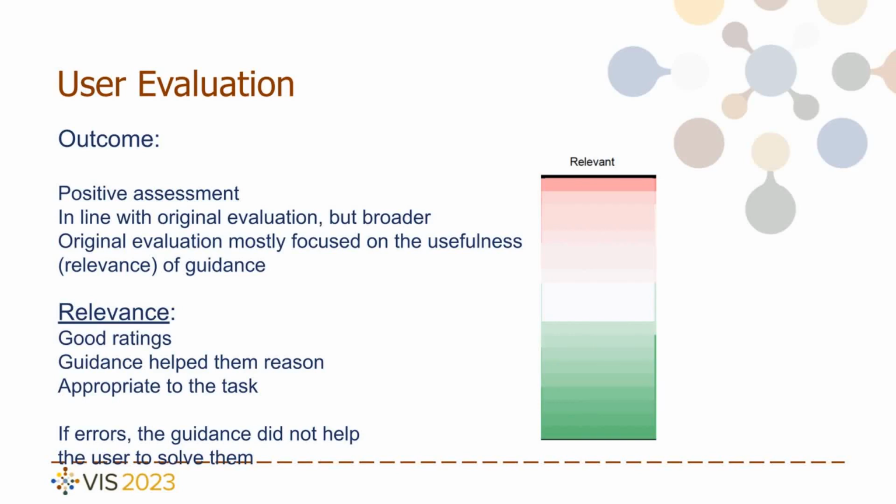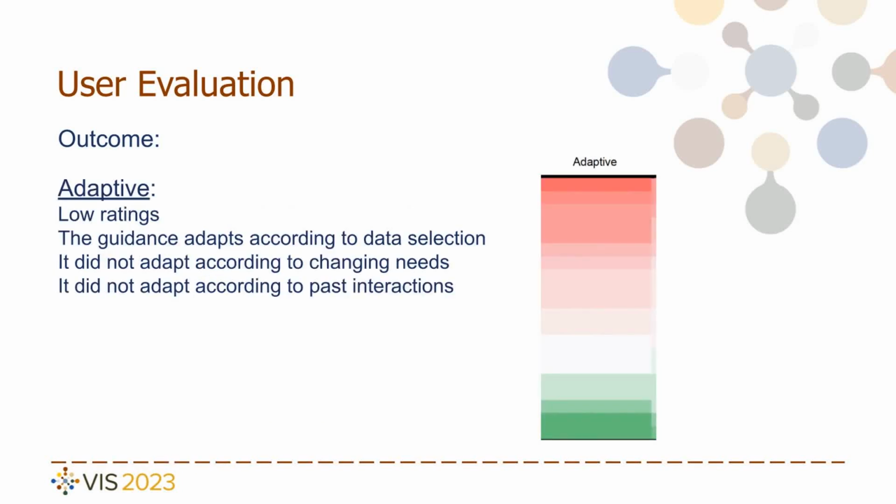However, thanks to our methodology, we can obtain a much broader picture of the effectiveness of the approach. For instance, the participants reported that the guidance was appropriate for the task, but the analysis burden was completely on them. If they made an error, the system could not help them solve it. The adaptiveness of the guidance received low ratings, as the system can adapt only according to the data selected by the user but not according to the needs of the users or past interactions.